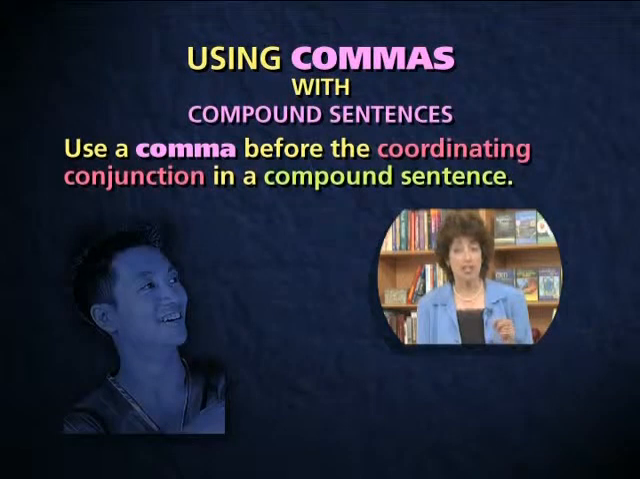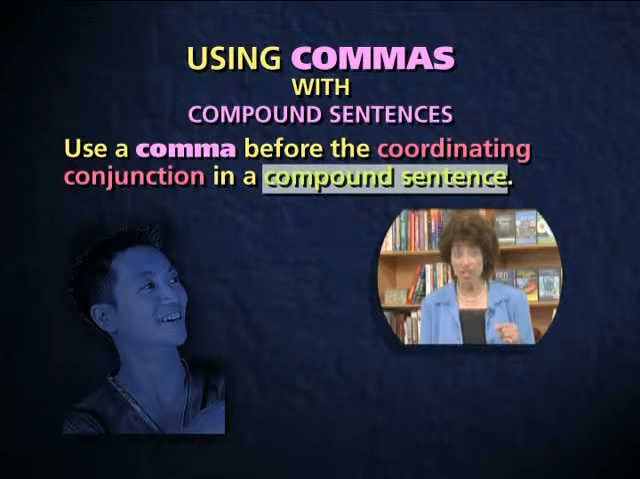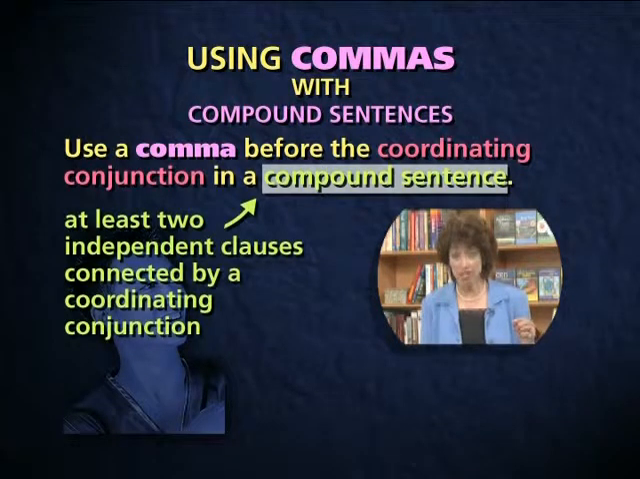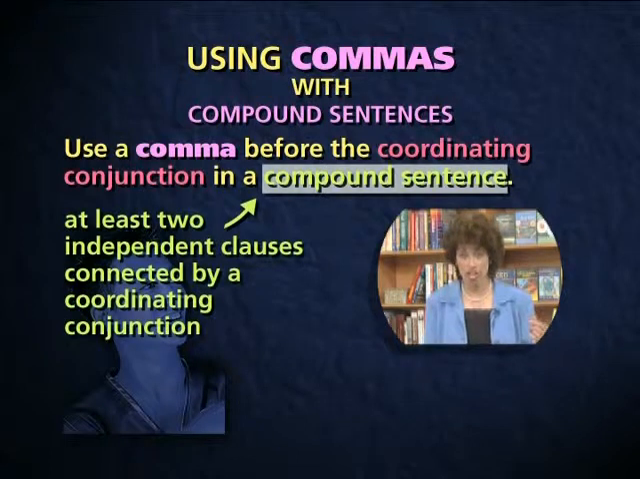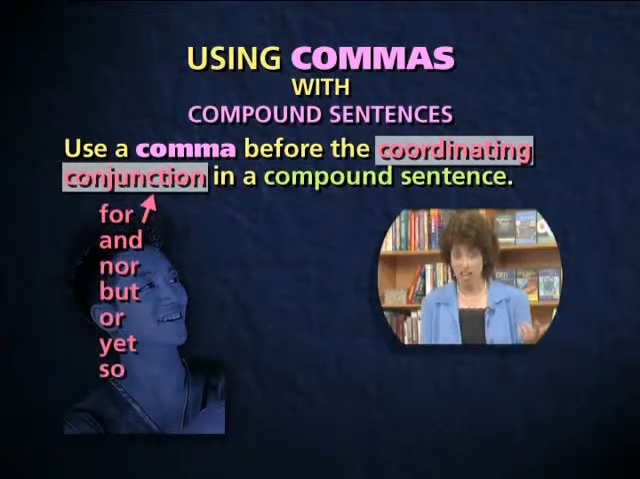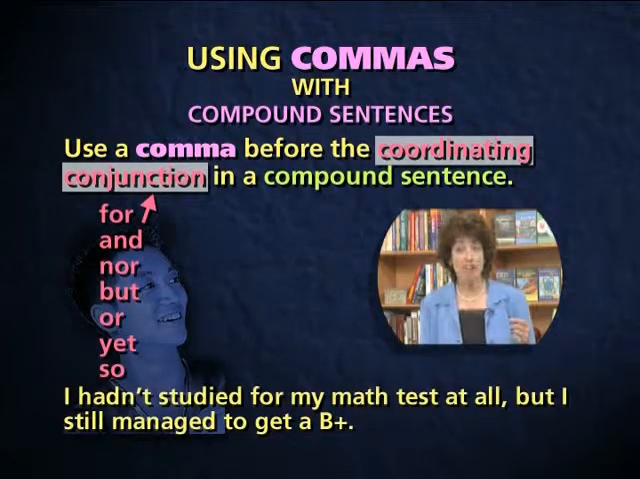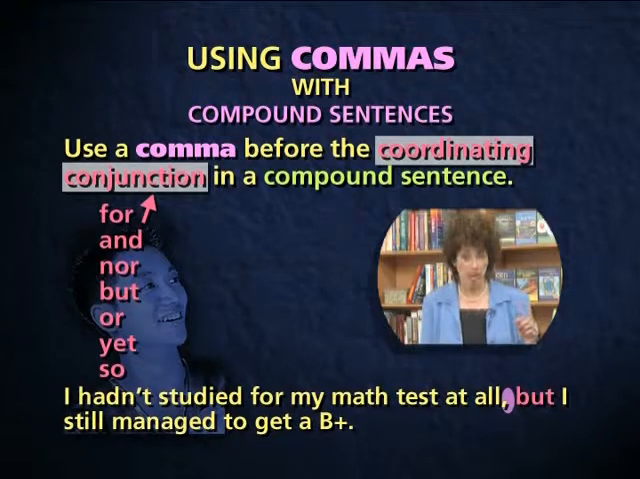I also use commas with compound sentences. Remember, a compound sentence is 2 independent clauses connected by a coordinating conjunction: for, and, nor, but, or, yet, so. I hadn't studied for my math test at all, comma, but I still managed to get a B+. So right before that coordinating conjunction, I put my comma.